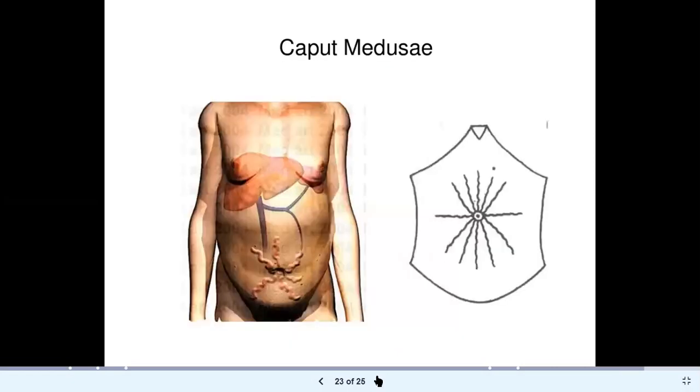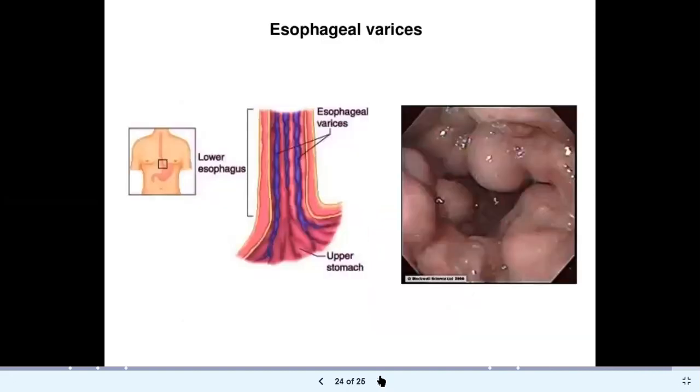Then caput medusae is a condition where, with the paraumbilical veins, we have seen there is a network of anastomoses around the umbilicus. In case of portal hypertension, you will see these veins get enlarged and they look like worms, earthworms. Hence, this has been named caput medusae, or something like snakes.